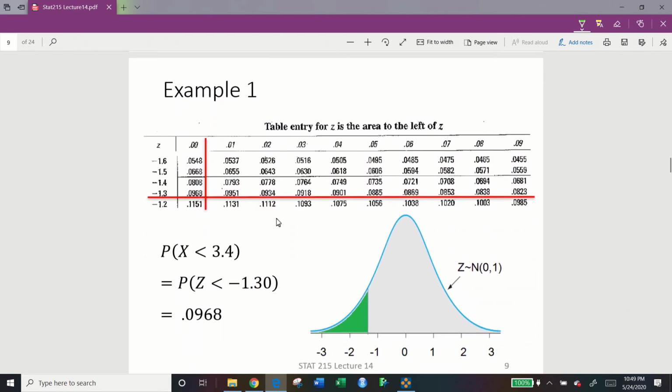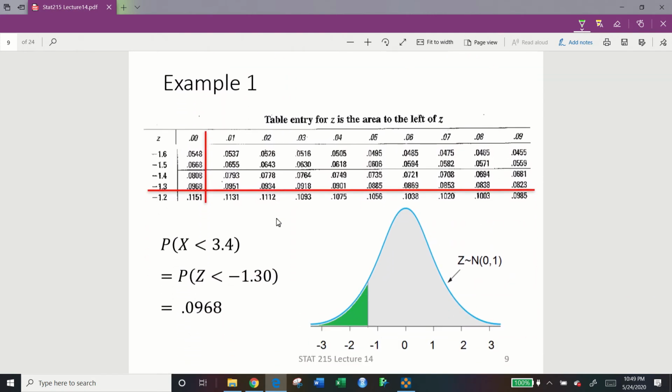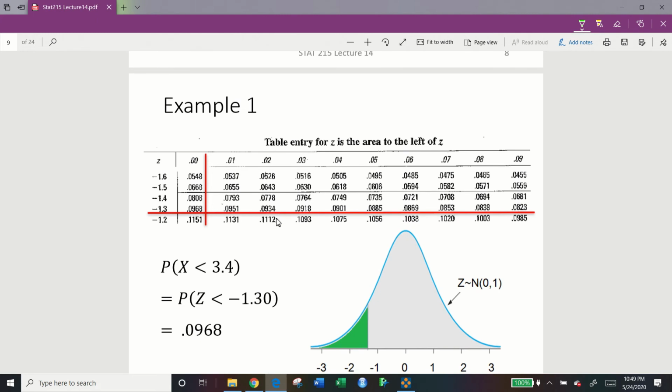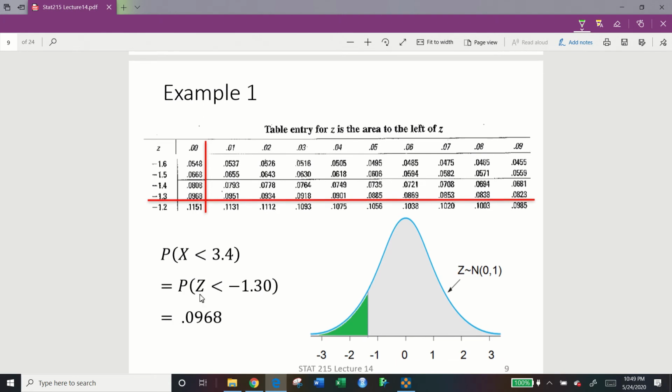Now at this point, to find the probability of z less than negative 1.30, we can use our z-table. Again, we want the probability of z less than negative 1.30. That gives us a probability of 0.0968. So the answer to the probability of x less than 3.4 is 0.0968, or 9.68%.